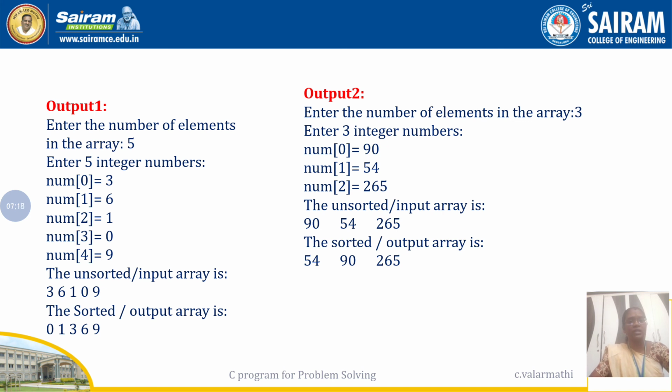Likewise, this output 2 is also printed. Number of elements is 3. So one by one those 3 elements are stored. What are my elements? Elements are 90, 54, 265. This is the unsorted input array. Then I will get the sorted array as 54, 90, 265. Okay. So this is the second output I got from the program.